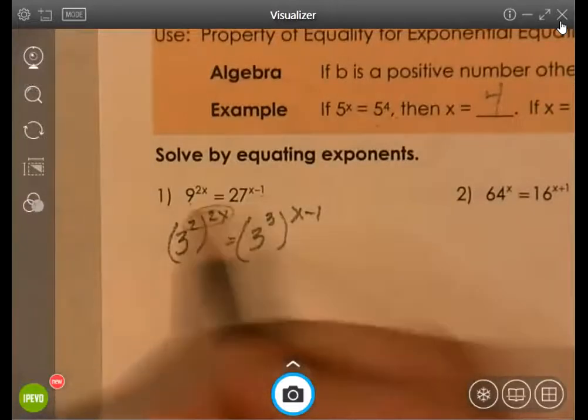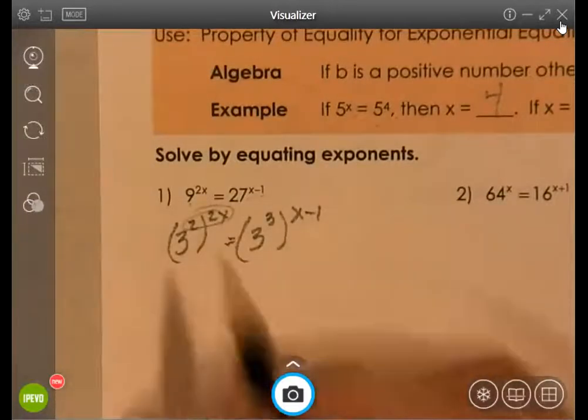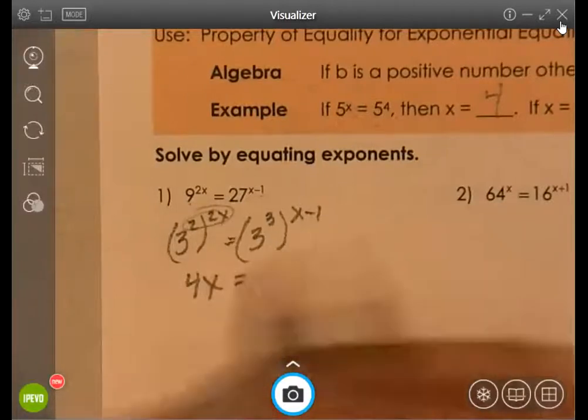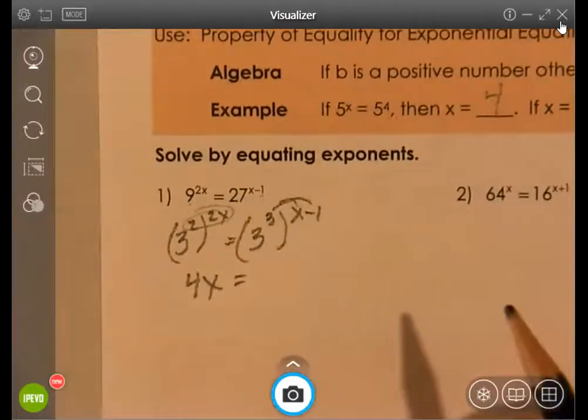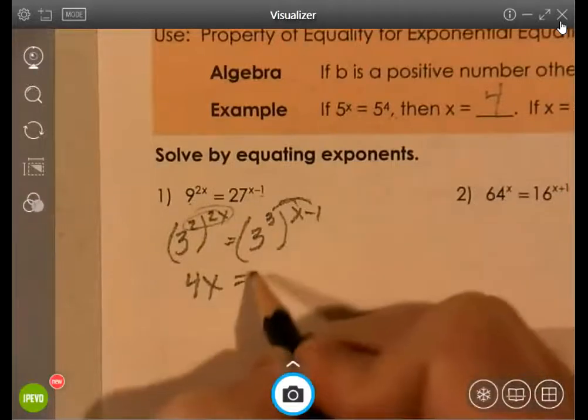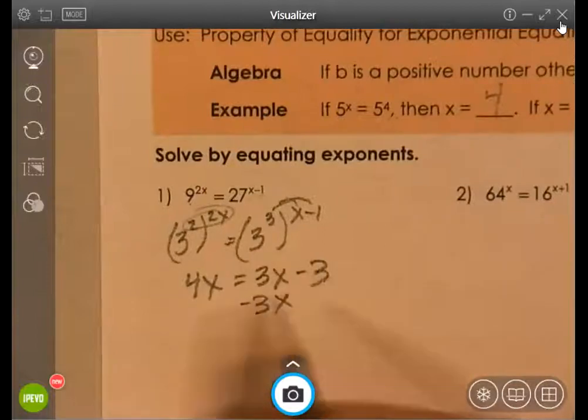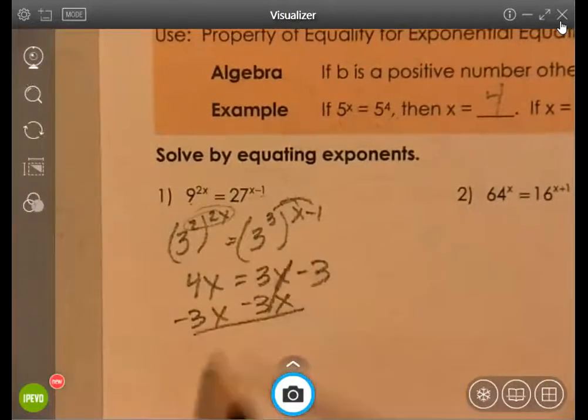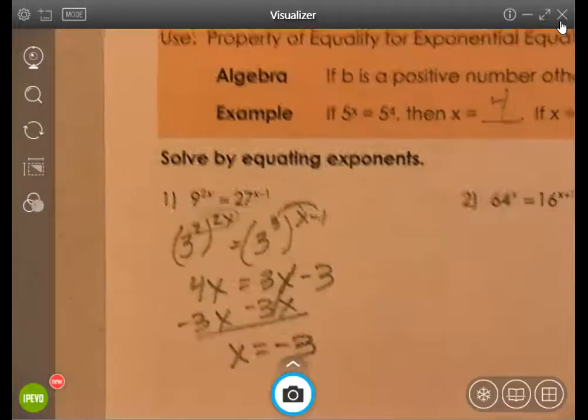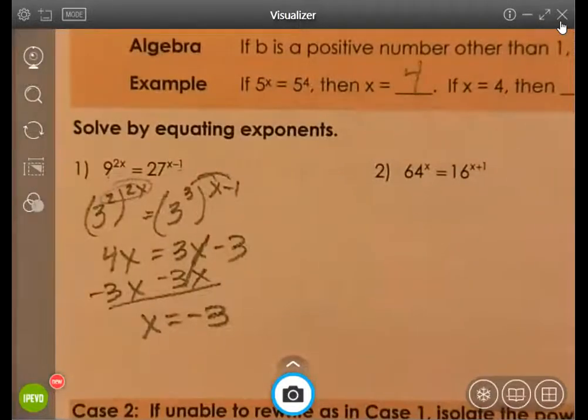So we're going to multiply our exponents together. So we get 4x. And we'll have to distribute as we multiply these exponents together. 3x minus 3. Then it's a nice, simple solve the equation. And we find out that x equals -3. We look at our next example.